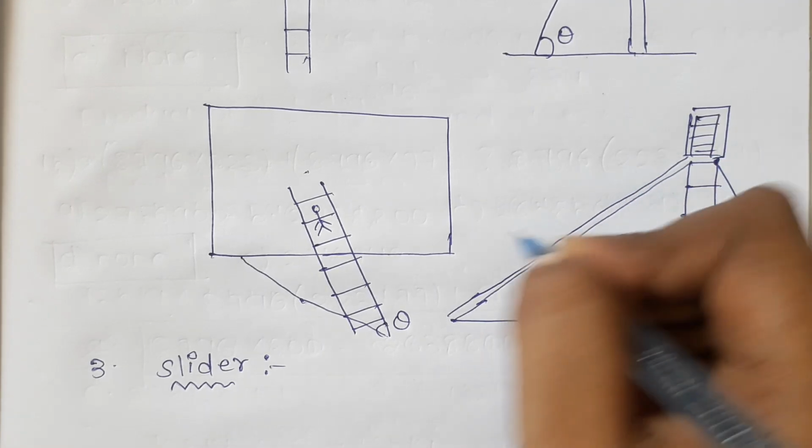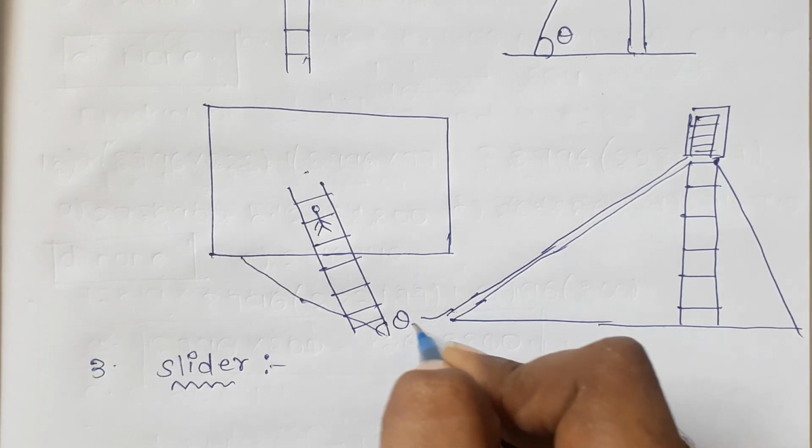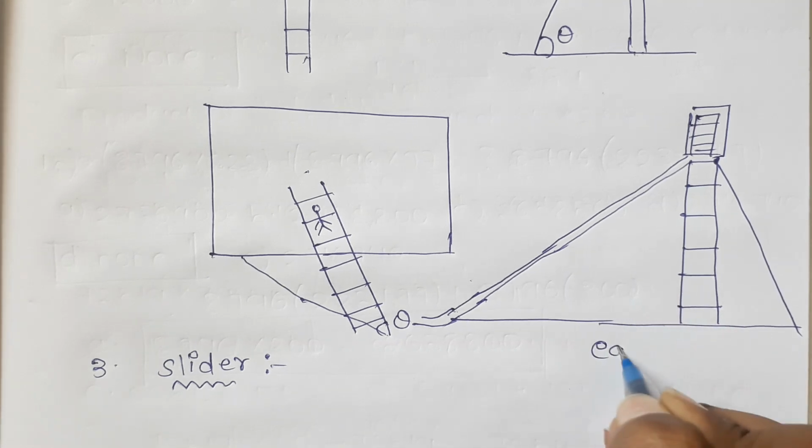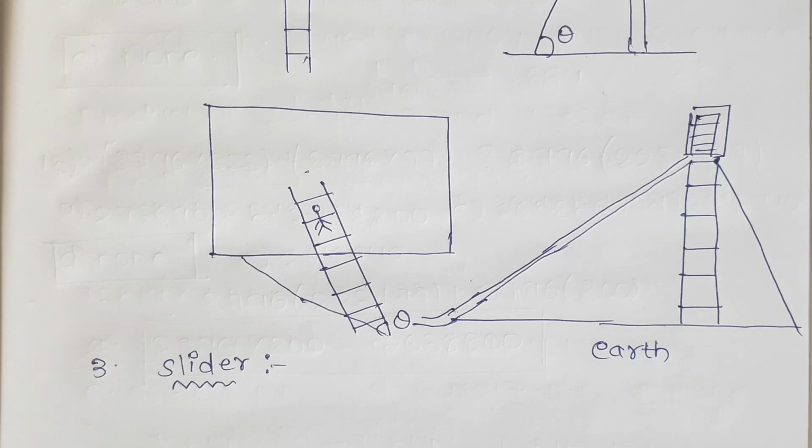and here it is the slider. From here the children will slide, and if the angle of this slider with respect to the earth is changed, then what will happen? Will the children be able to slide on it? And this is another example.